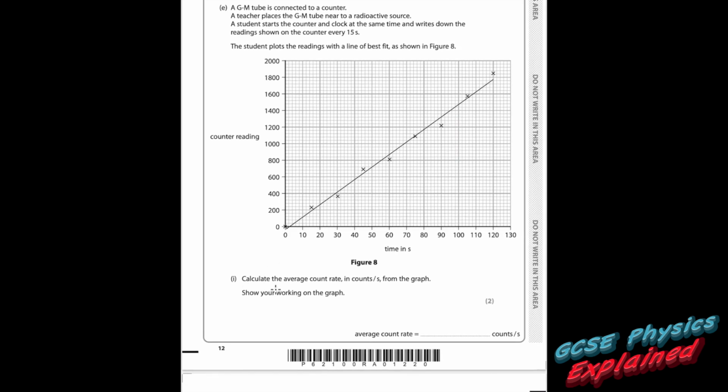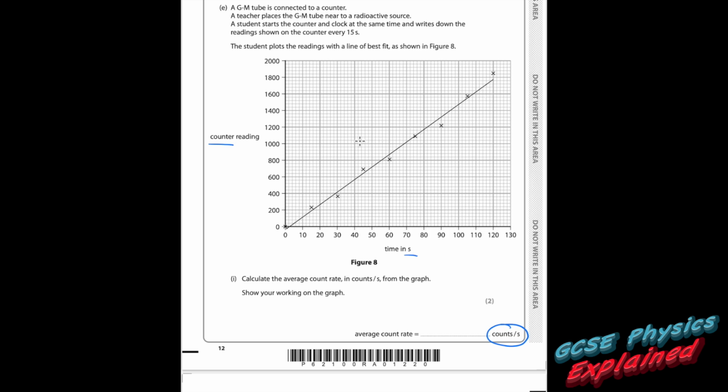Part 1. Calculate the average count rate in counts per second from the graph. Show your working on the graph. So once again, if we look at the units, they just want the counts divided by the seconds. Right, well that's the counts up the side and that's the seconds. So they're just basically wanting the gradient. And the gradient is a straight line, so we can just take any value from the count rate and divide it by its corresponding time.